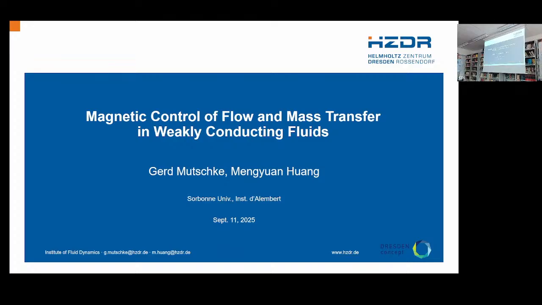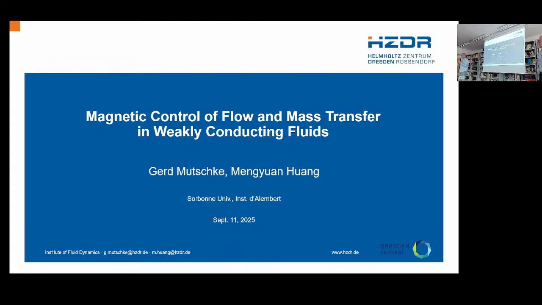Gerd Mutschke works at the HZDR, Helmholtz-Zentrum Dresden-Rossendorf, which is a center working in particular on the energy transition, with lots of fluid mechanics in it. And Gerd did his PhD with Jochen Frohlich in Dresden. And before that and after that, he worked for the HZDR, also near Dresden.